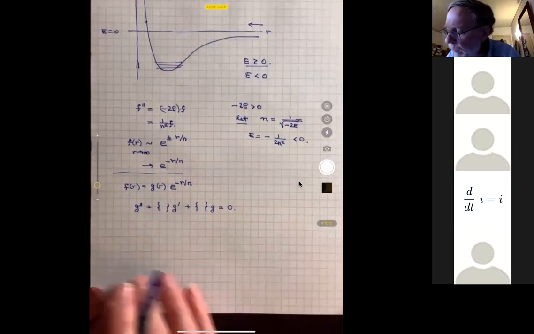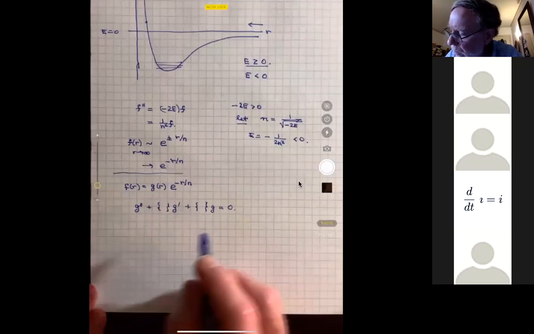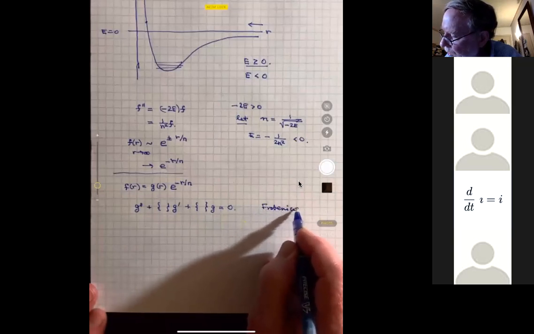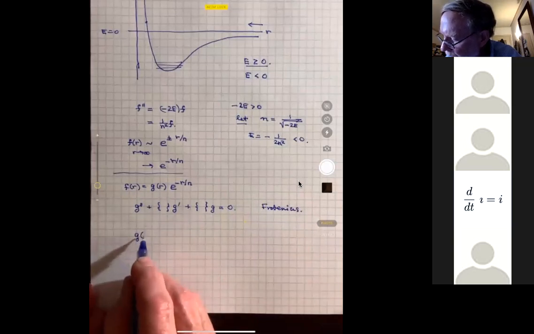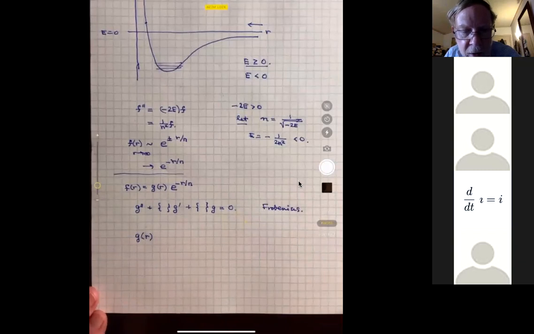It's a linear, second order linear differential equation with non-constant coefficients. We solve this by the method of Frobenius, which is basically to look for a power series solution. As I say, we think of G as being analytic. Well, actually, we don't assume it's analytic. We allow for G to have a singularity at the origin.